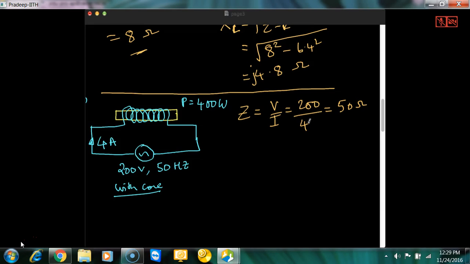Okay, so 50. Now what is the resistance? Again we'll use the same method, P by I square. So this time the power reduced to only 400 watts and the current is 4 amperes. So 4 square. So this is 400 by 4 square. So the answer is 25.